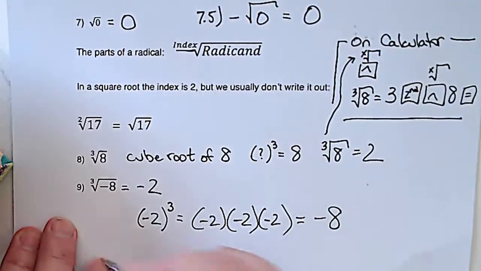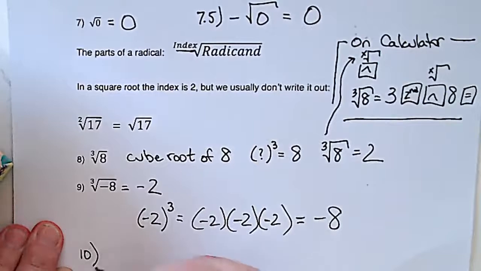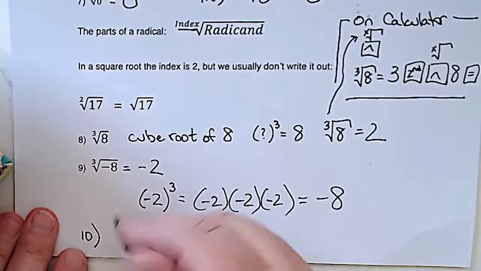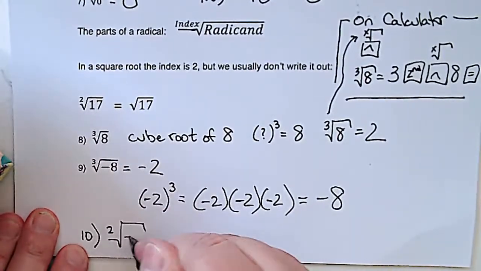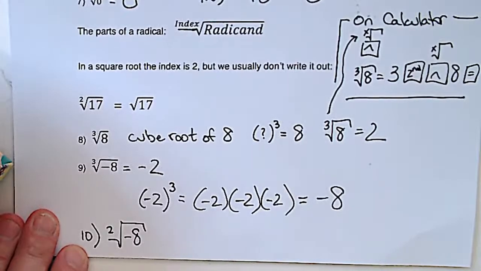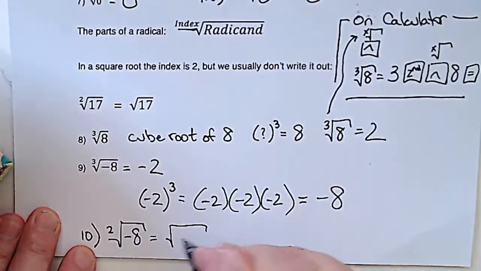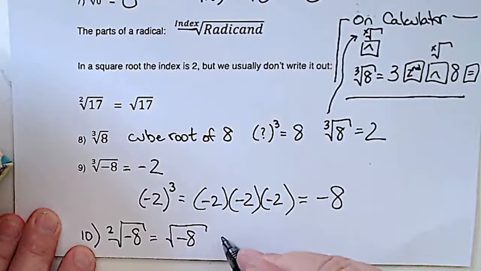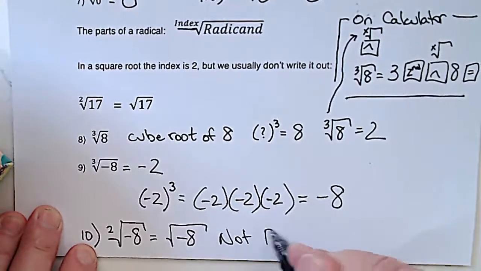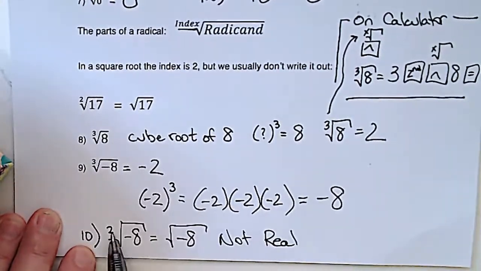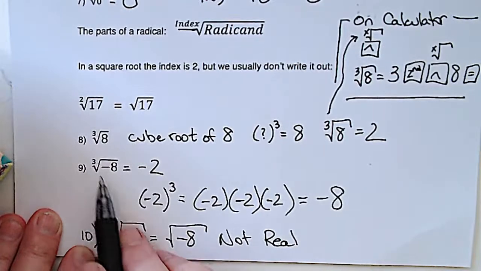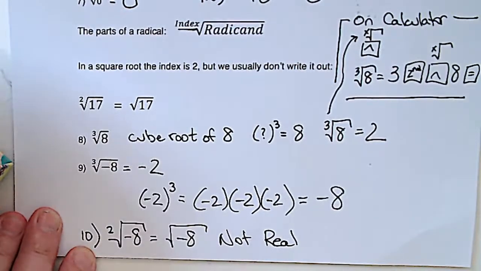Even though if I asked you, let's look at number 10, can you see number 10 right down at the bottom? Even though if I asked you what the principal square root of -8 is, I would say that's not real. So if it's a square root, it's not real. If it's a cube root, it's real. Okay, how about the 4th root? 4th root, not real. 5th root, real. As long as it's an odd number, you're allowed to have a negative.